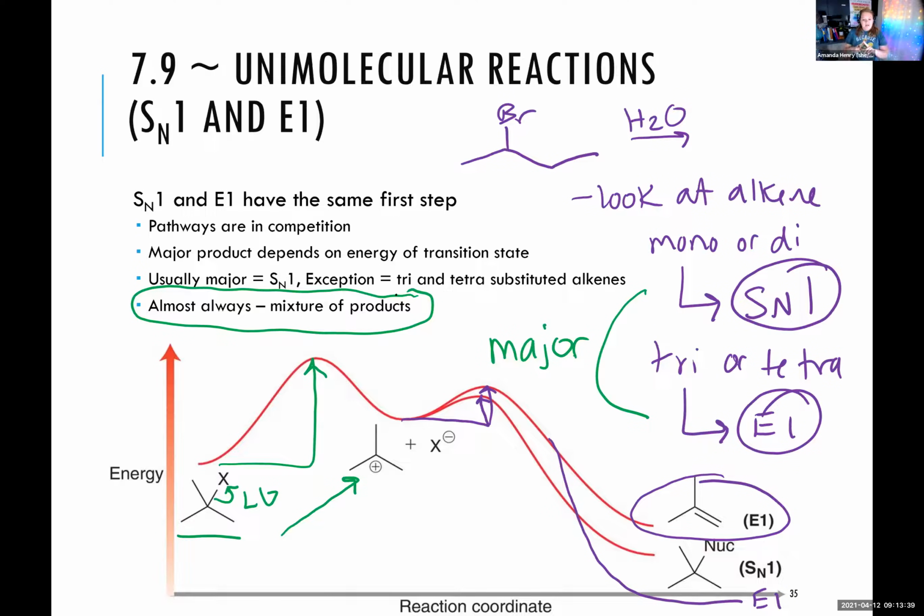So mono and di-substituted alkenes will be a minor product, and the Sn1 will be the major. If it's a tri or tetra-substituted alkene, then that will be the major, and the Sn1 would be the minor. Questions about that?